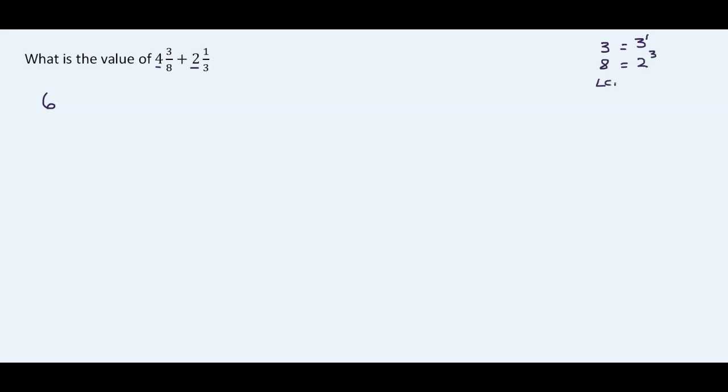So our LCM here is going to give us, we have 2 and 3 as our factors. We get the greatest exponent. So this is going to give us 8 multiplied by 3 equal to 24. So now let's take a look at 3/8. We need to get to 24, so we multiply 8 by 3, and then we multiply 3 also by 3.